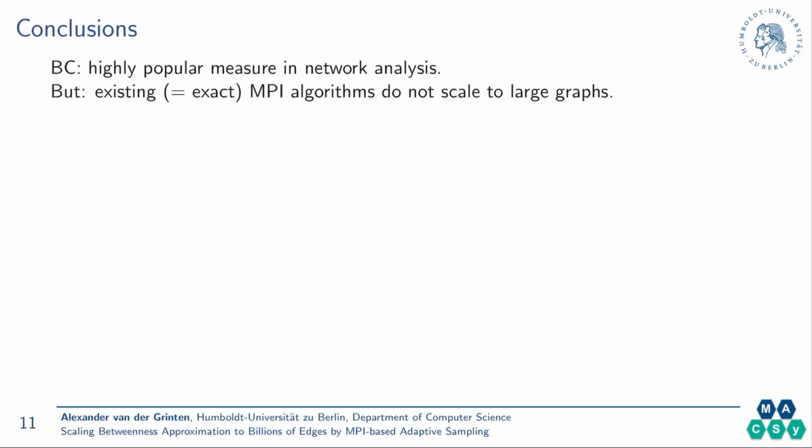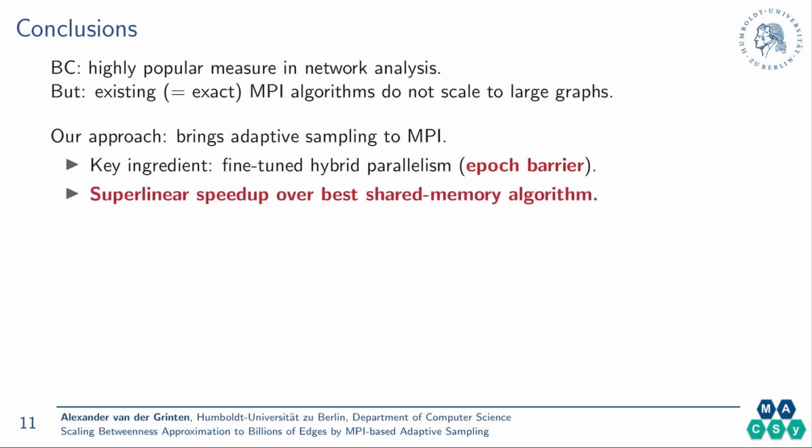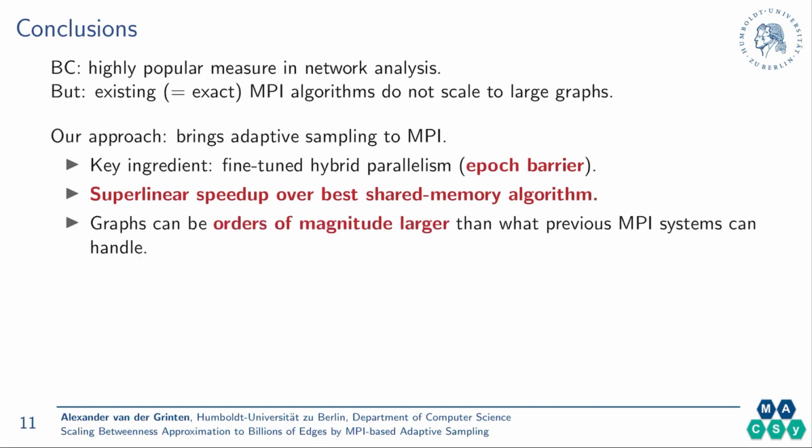Alright, let's summarize what we've discussed in this talk. Betweenness centrality is a highly popular measure for the analysis of networks. However, it is expensive to compute. For this reason, we extended a fast approximation algorithm to MPI. Our key ingredient was the Epoch Barrier that enables a non-blocking multi-threaded aggregation of data. We saw that by better exploiting NUMA, our MPI-based algorithm achieved a superlinear speedup over the best known shared memory algorithm. It can also handle graphs that are orders of magnitude larger than what previous systems could handle.